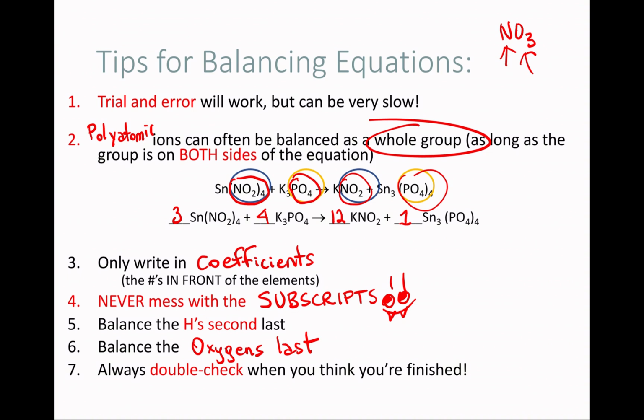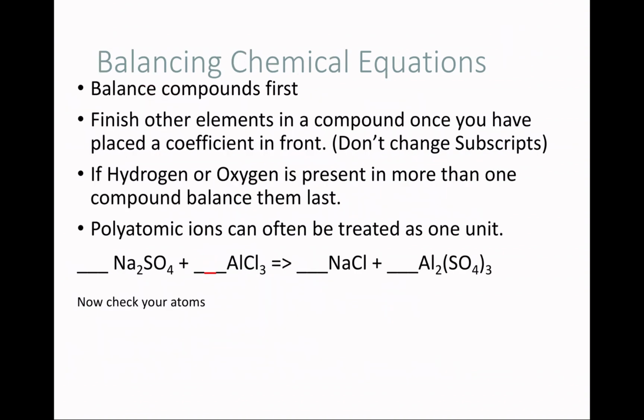So 3 tin nitrites, and by the way, that's tin 4. Tin 4, good buddy. Sorry, bad joke. I couldn't resist it. 3 of the tin nitrites, 4 molecules of potassium phosphate produce 12 molecules of potassium nitrite and 1 molecule of tin. Now it's the same kind of tin, right? So tin 4 phosphate. Holy moly, that's a lot to track. So this is balanced, but let's start out with a couple of easier examples, okay?